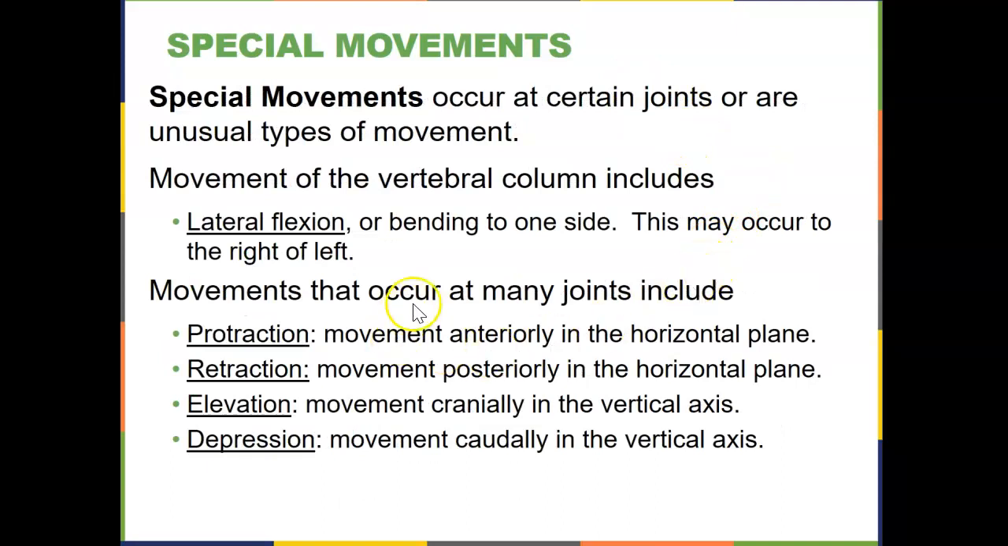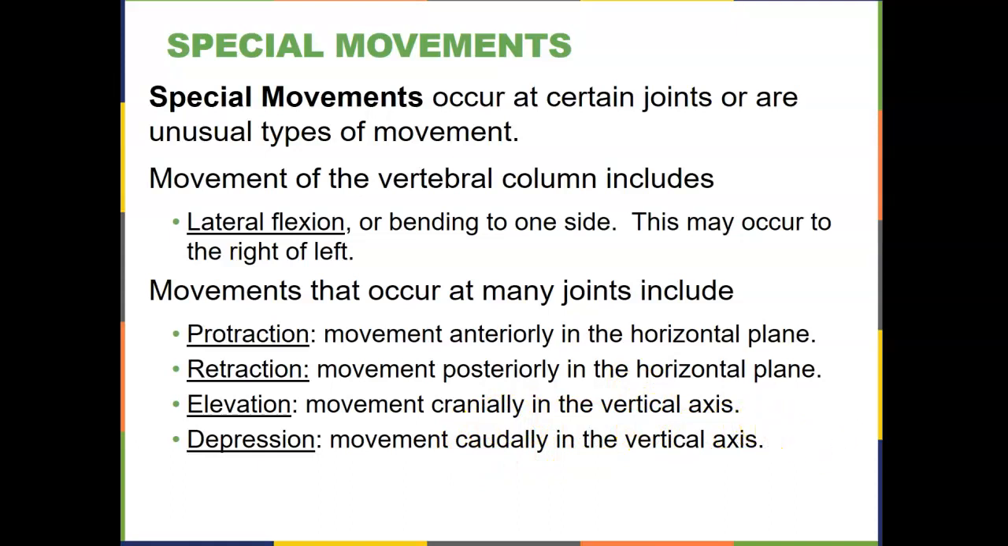Other special movements: lateral flexion, bending from one side to the other. This is allowed by the vertebral column. It allows you to bend to the right and to the left to, say, pick something up. We have protraction, retraction, elevation, and depression. And so these basically can occur in many, many joints. You can move anterior in the horizontal plane, posterior in the horizontal plane, cranially, where you are standing on your toes. We call that cranial in the vertical axis.